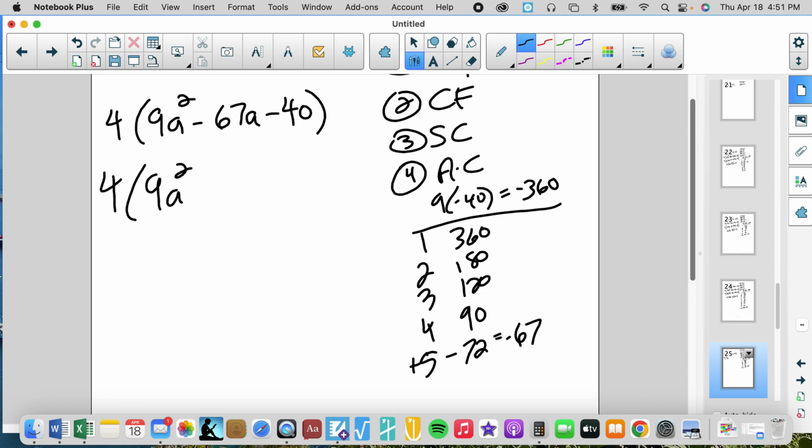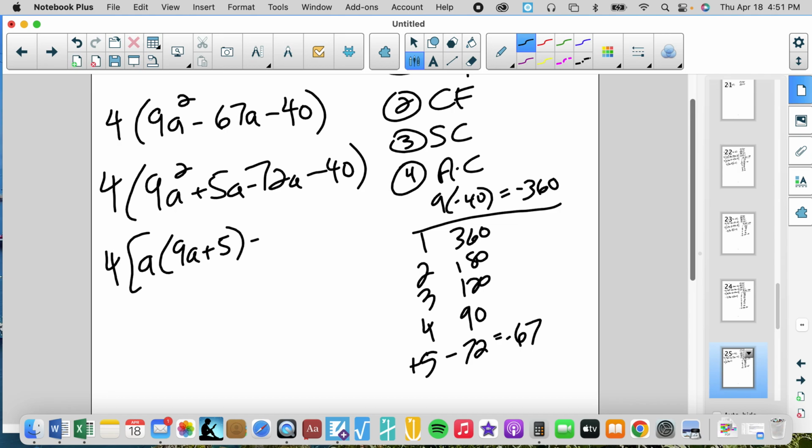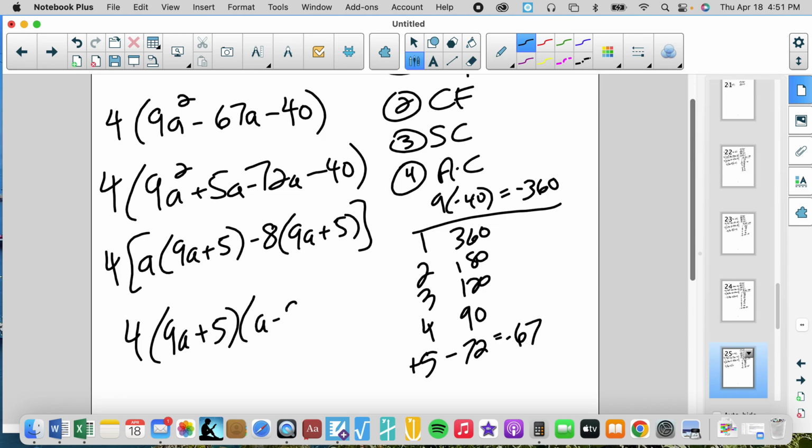9a squared plus 5a minus 72a minus 40. Let's factor out an a. That gives us 9a plus 5. Let's factor out a negative 8. That gives us 9a plus 5. That is 4 times the quantity 9a plus 5, a minus 8.